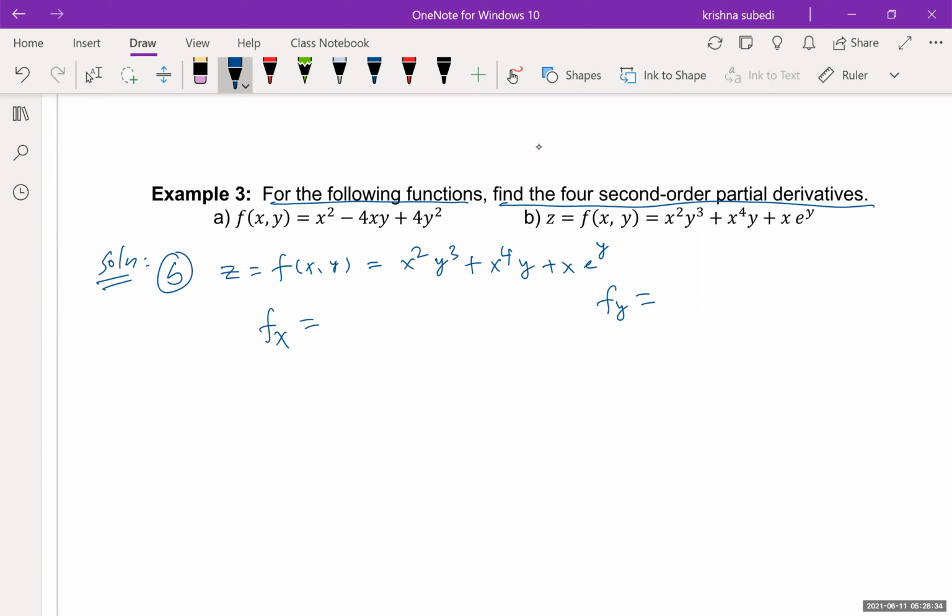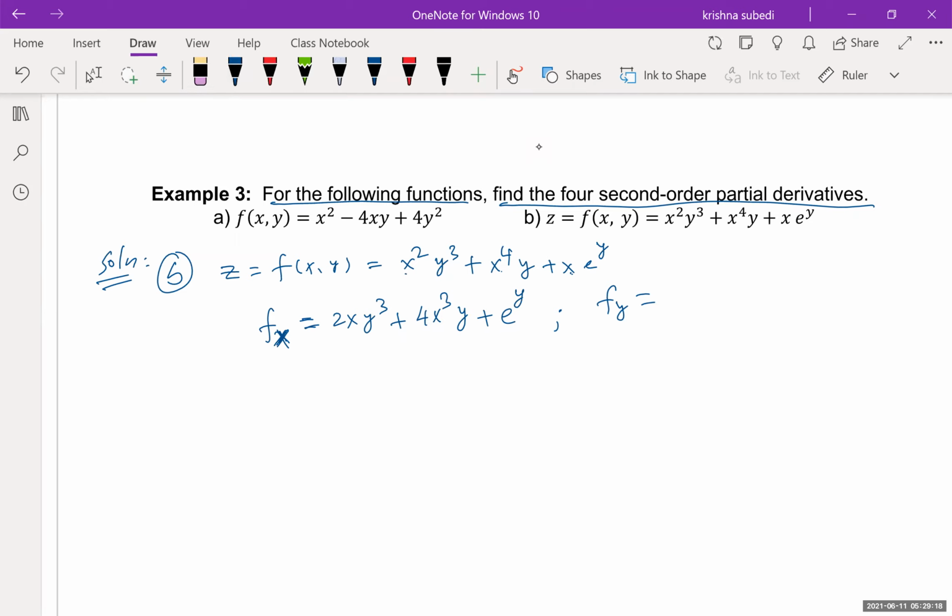We know that. So f sub x means we consider x as a variable, y as a constant. Therefore, y cubed is constant, so you simply write the derivative of x squared, which is 2x. So I'll write 2x y cubed plus, x is our variable, which gives 4x cubed, and y is constant, so I just copy that as it is. The derivative of x is 1 times e to the power y, so I simply write e^y. Any questions so far?